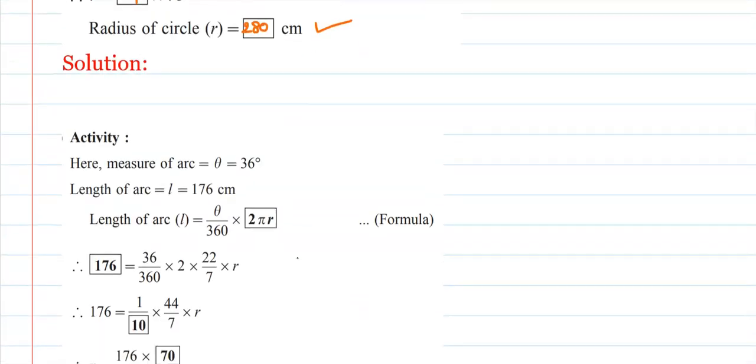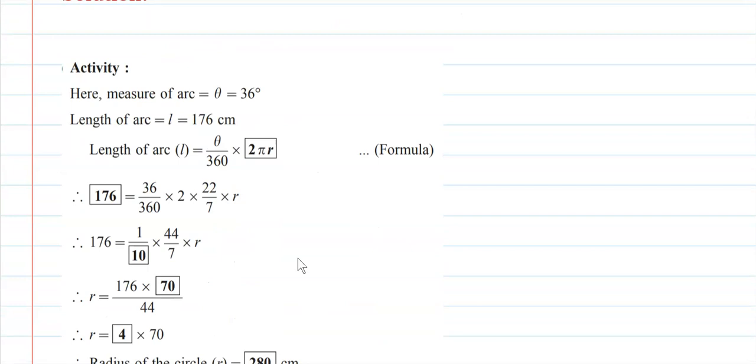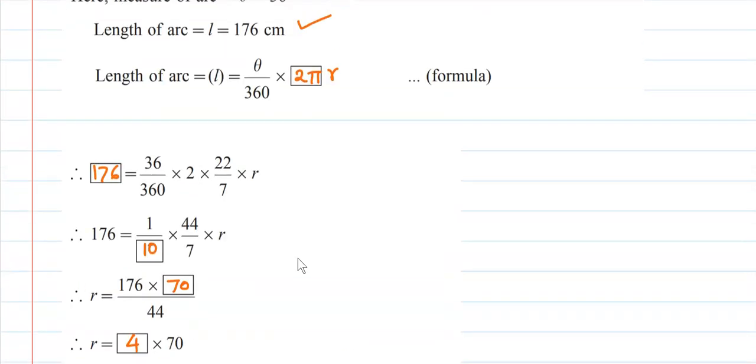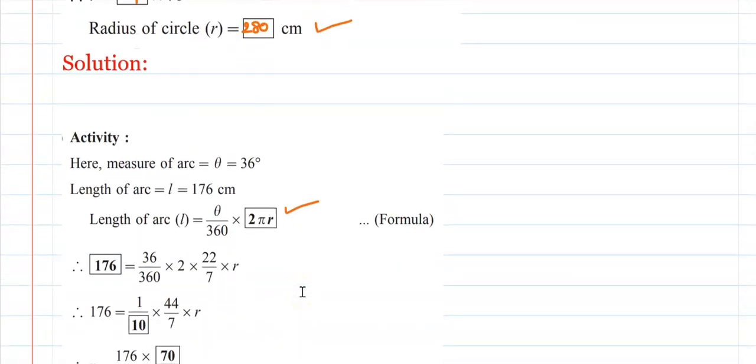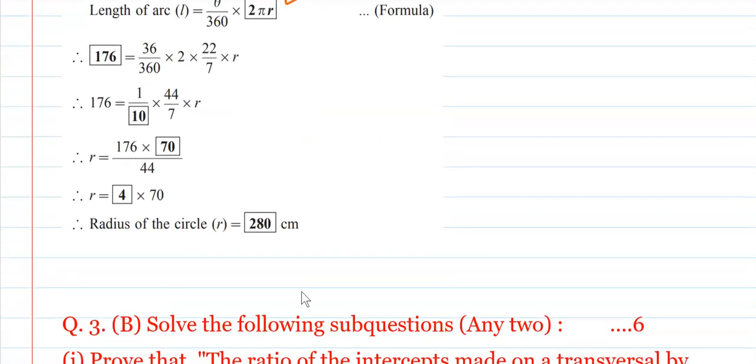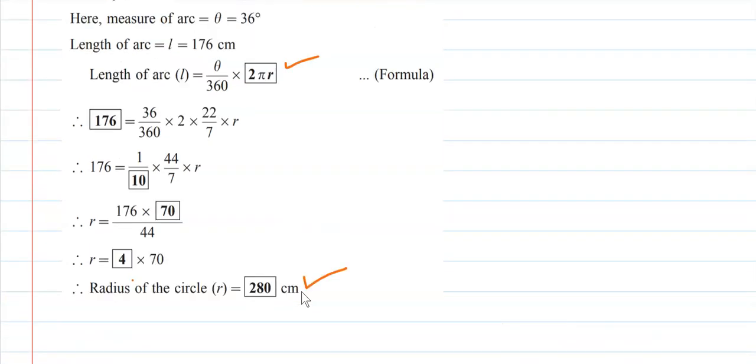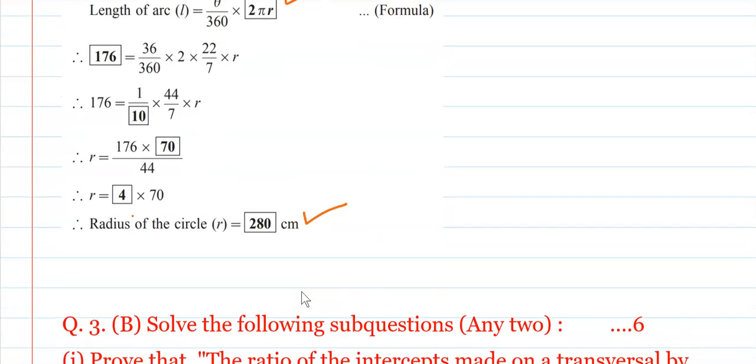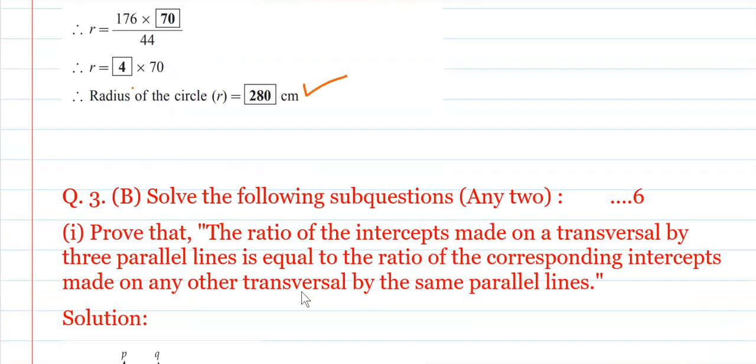Again, you can check that answer. First is 2 pi r. Next is 176. Division, what will come? 1 upon 10. Then 176 into 70 upon 44. The division of that is 176 upon 44, 4, and hence the radius of the circle is equal to 280 centimeter. In this way we complete this activity, question number 3, here.